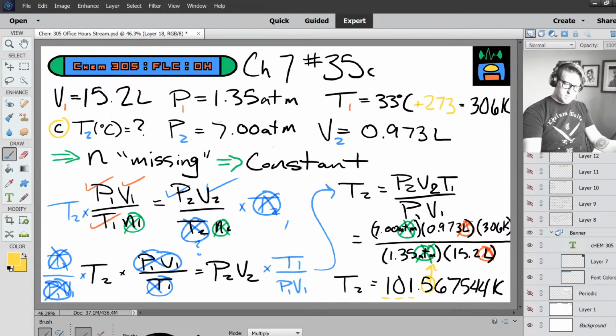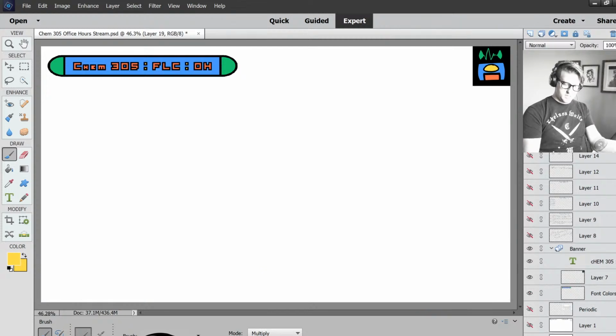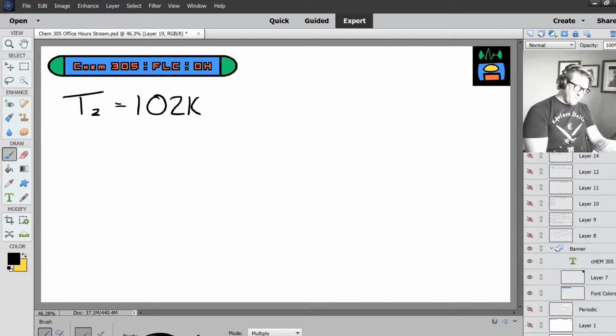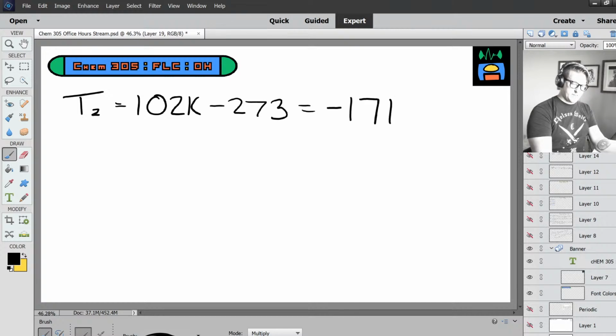So, cracking open a new slide, our temperature will be 102 Kelvin. They want to know what this is in degrees Celsius. When you go from Celsius to Kelvin, you add 273. When you go from Kelvin to Celsius, you subtract. So we have 102 minus 273. And our final temperature then is negative 171 degrees Celsius.